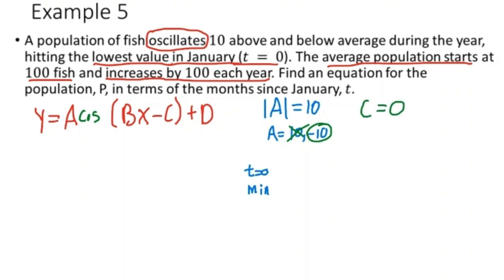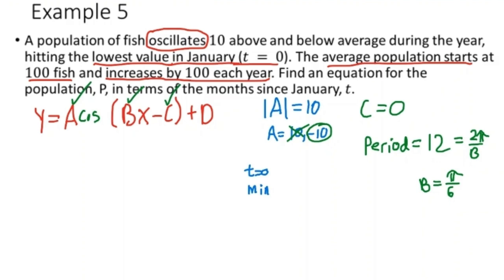Next, let's figure out B. B is tied to our period. Because it says this oscillation is occurring during a year, our period is going to be 1 year, but t is measured in months. So our period we're going to make 12, which is going to be 2 pi over B, which means B equals pi over 6. So far, we made a choice for A, and through that choice of A and our trig function, we were able to figure out a value of C. The only thing we haven't figured out yet is D.